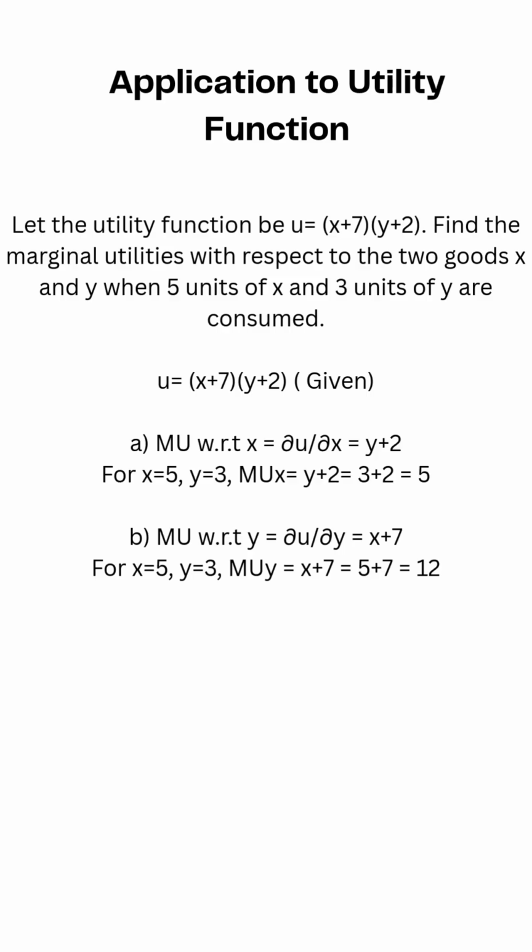Now the marginal utility with respect to y is the partial derivative of U with respect to y, that is x plus y plus 2. For x equals 5, y equals 3, then MUy is x plus 2y plus 2, that is 5 plus 7. That's about the utility function.